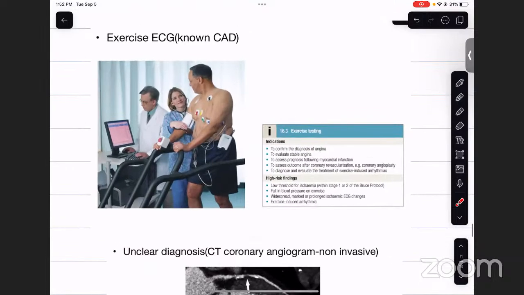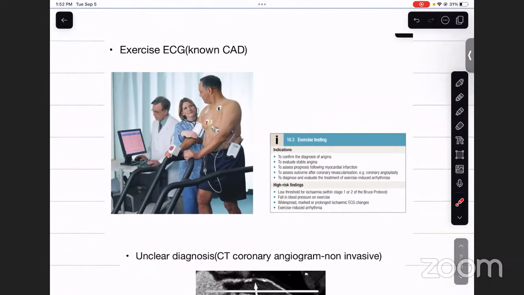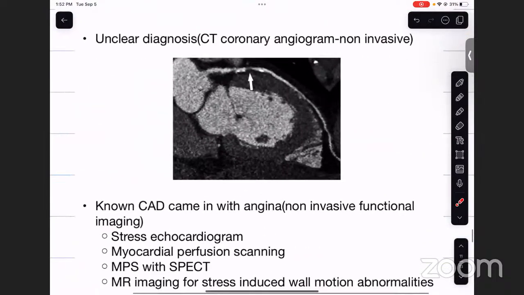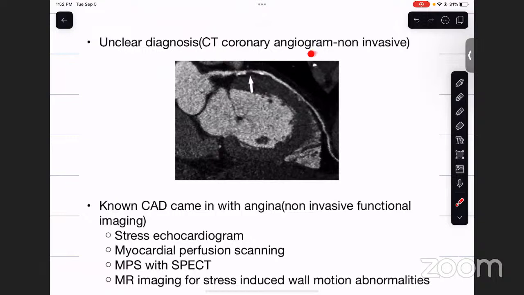Another investigation is exercise ECG. To perform exercise ECG, patients must be stable. If patients are unstable or have a recent MI, it is contraindicated. And it must be in already known coronary artery disease. And then another investigation is CT coronary angiogram. It is the non-invasive method to diagnose ischemic heart disease.